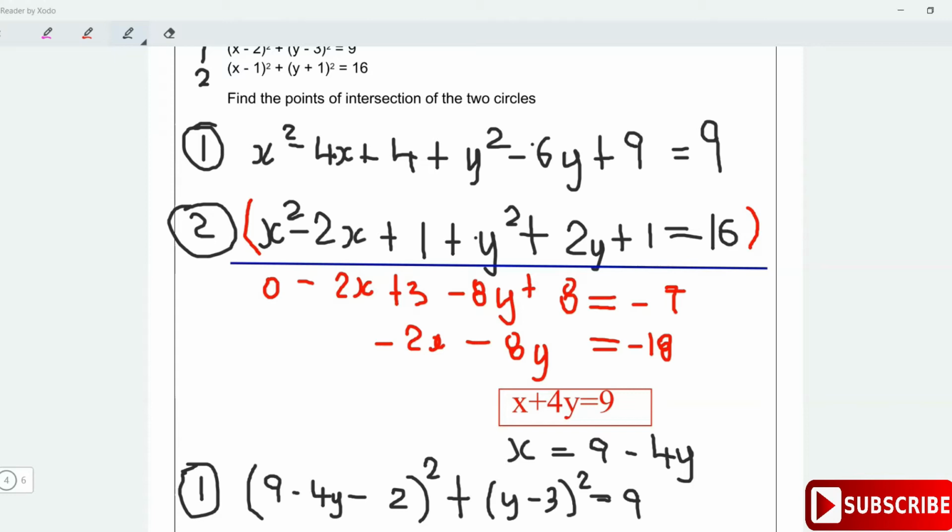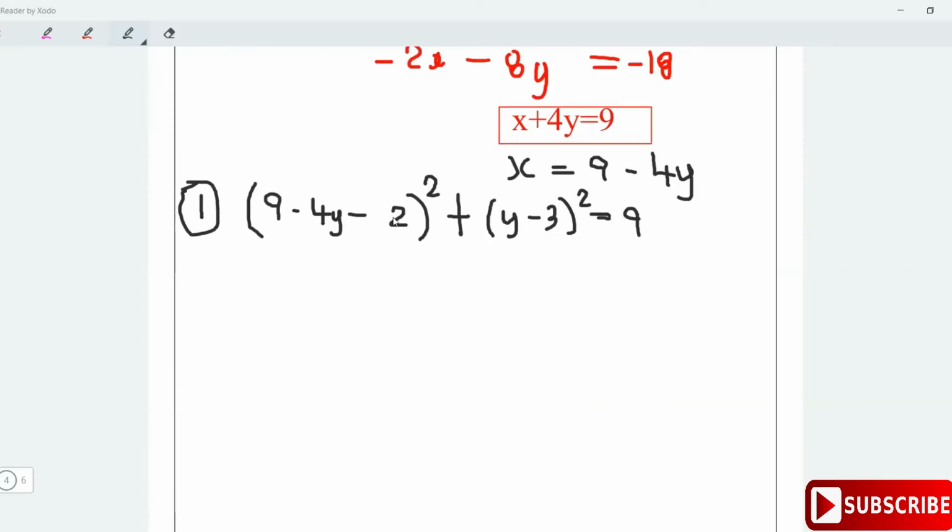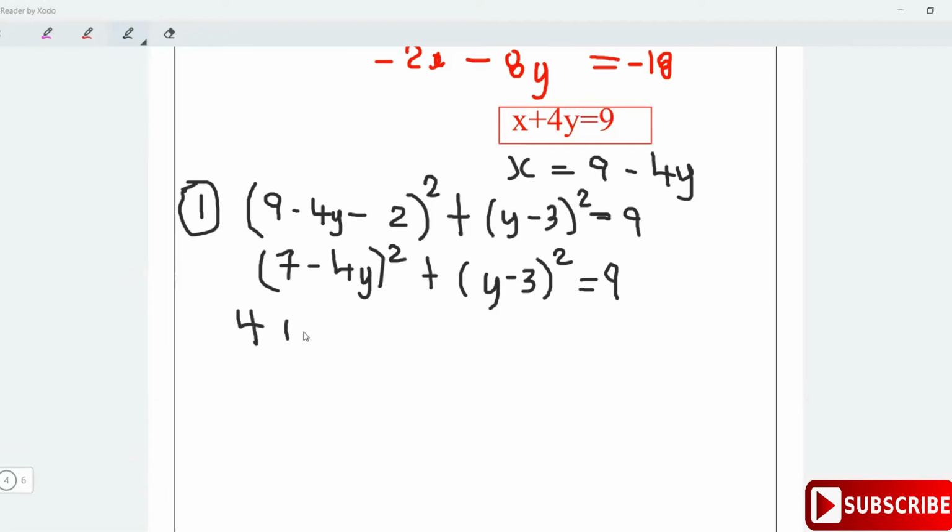All right. So what we end up getting now is 9 minus 2 is 7. So what you get is 7 minus 4y, and this is all squared. 7 minus 4y all squared plus y minus 3 all squared is equal to 9. Then what do we do? Expand this square now. So it's first term squared. 7 squared is 49. First term squared minus twice the product of the 2. So it's minus 2 times 7 times 4y.